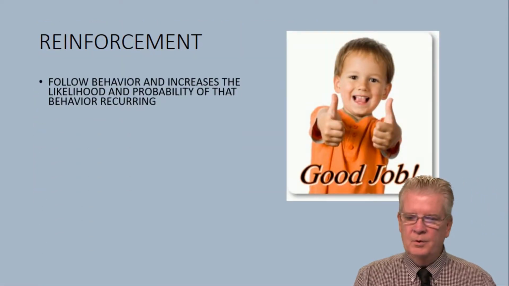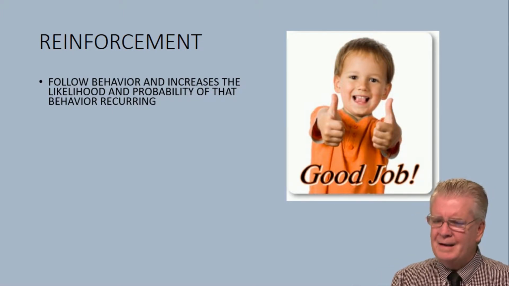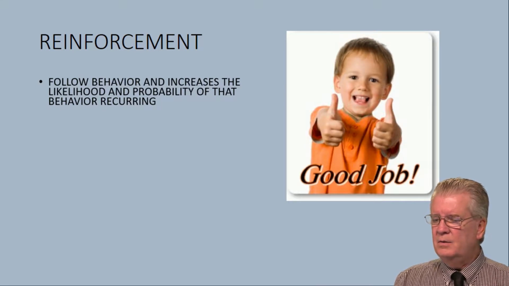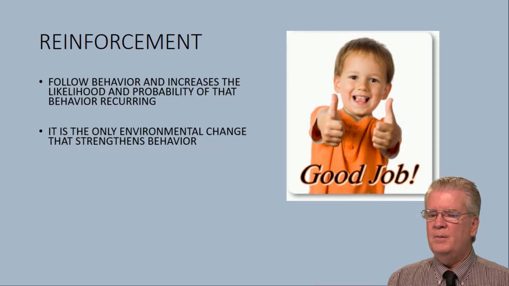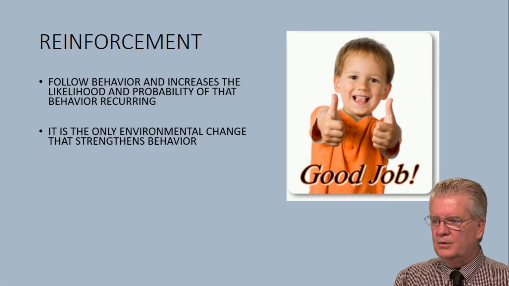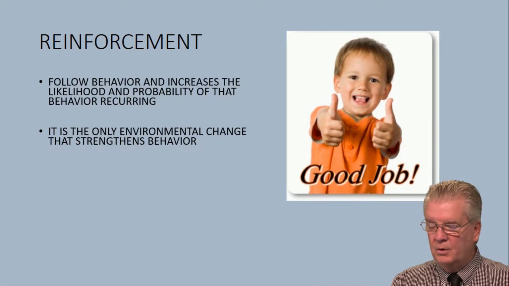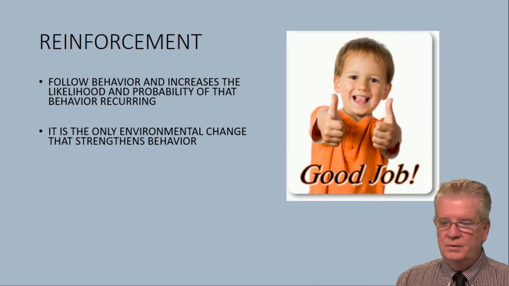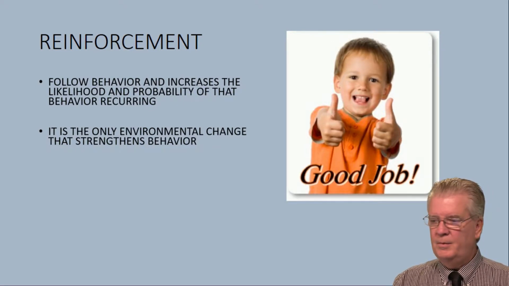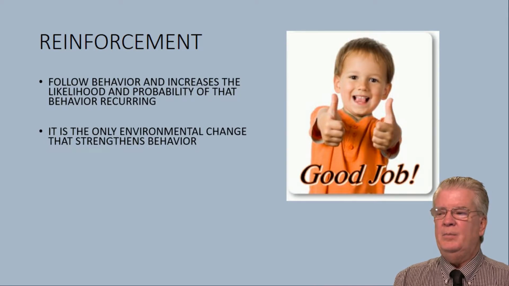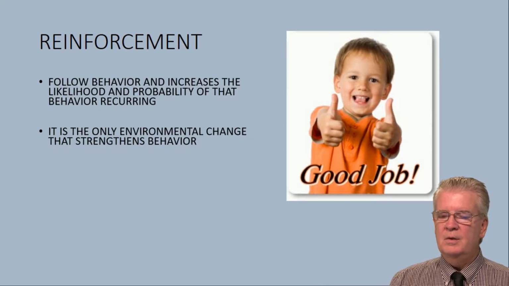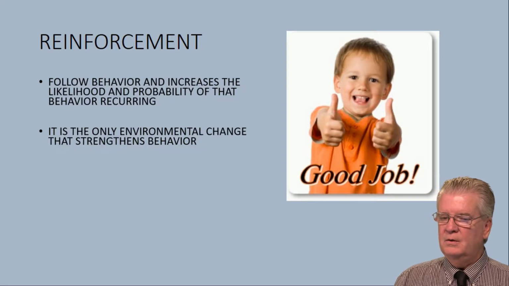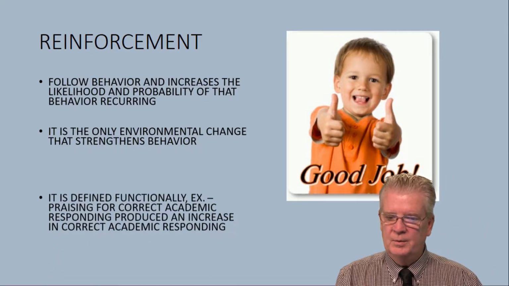So when we talk about reinforcement, this is something that is a consequence. It follows the behavior and increases, like it says, the likelihood and probability. So it's when you think about it, the only environmental change, like there's something there, put there that wasn't there before. Once again, behavior can only do two things, whether it's academic, social, adaptive, whatever kind of behavior. It can put something there as a consequence that wasn't there before, or take away, lessen, or eliminate something that was there. So this is the only environmental change that actually strengthens behavior.